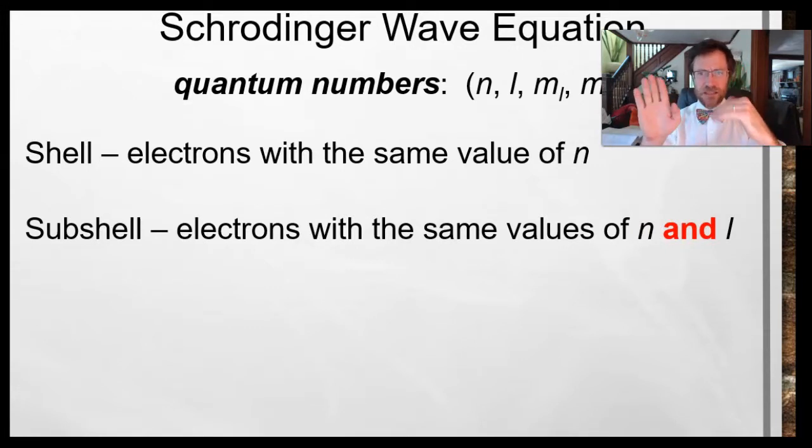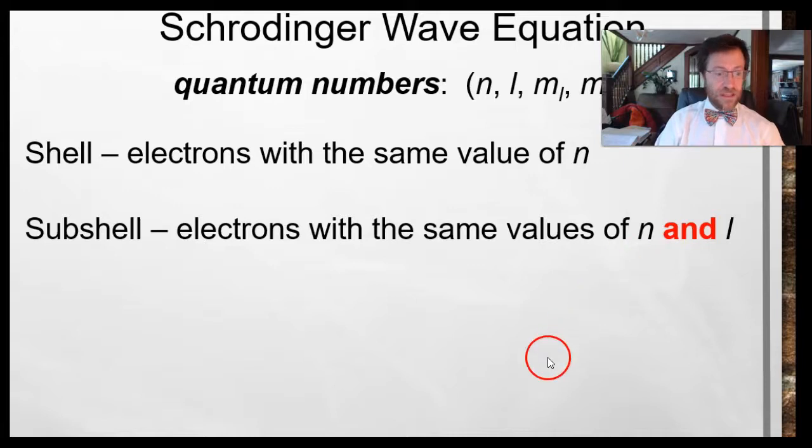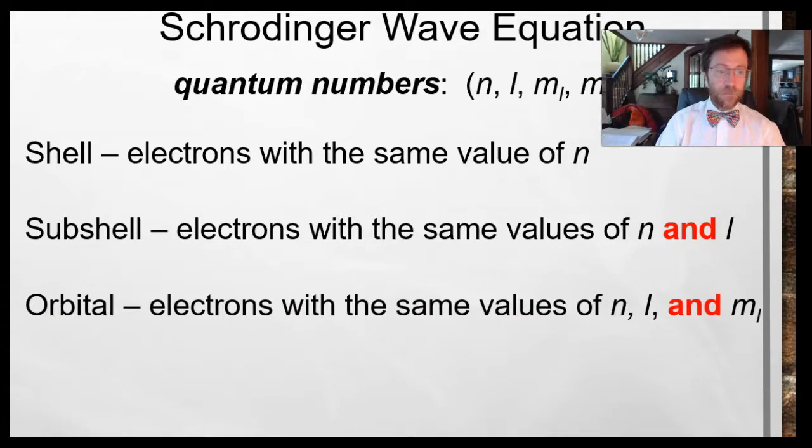There's like 3 different ways the p can go: up and down, left and right, and then right at you. So the subshell would be all the electrons that are in that p orbital. Then the exact orbital tells us which one. Like, is it this p orbital or that p orbital? Because remember, there's three p orbitals. Do you get what I'm saying?